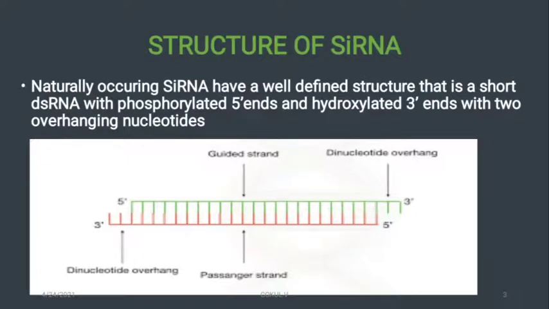The guide strand is nothing but the antisense strand. The passenger strand is nothing but the sense strand. So the two strands, sense and antisense, are present in the siRNA. In the overhanging portion, there are two nucleotides present, so it is called dinucleotide overhangs. This is the structure of siRNA.